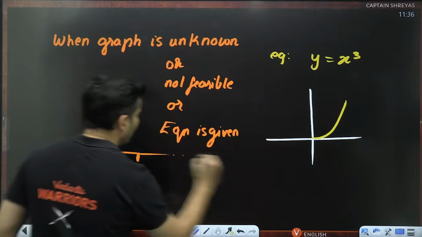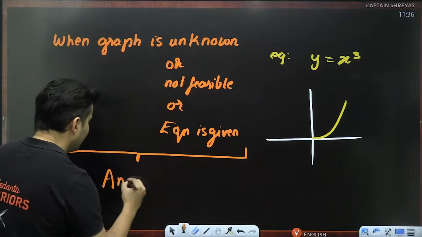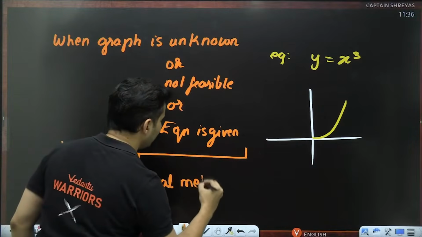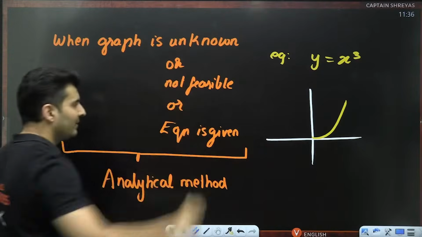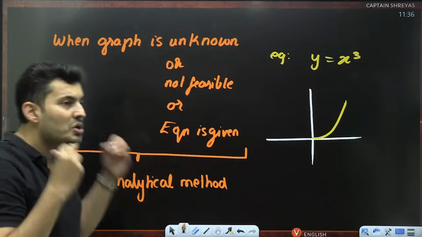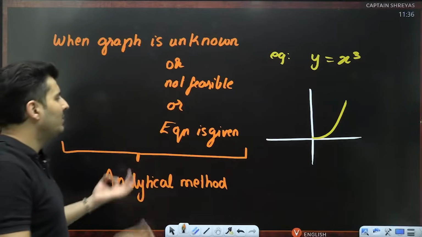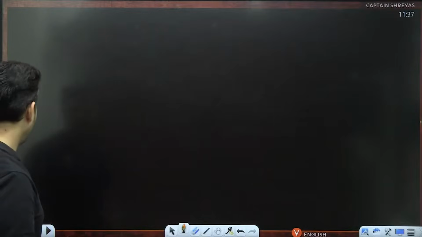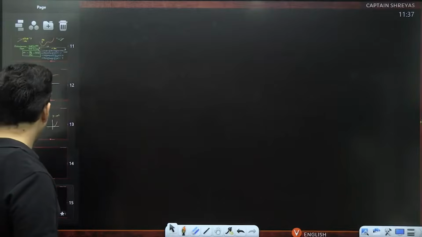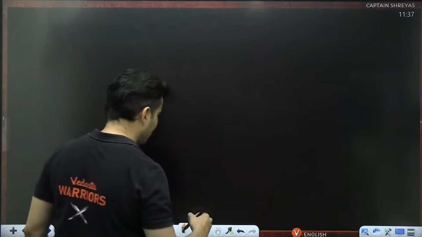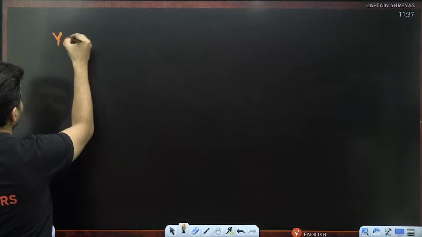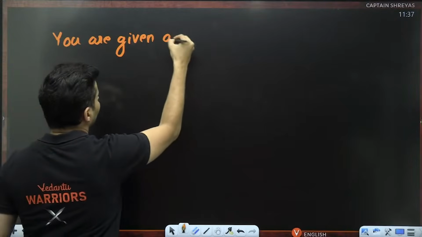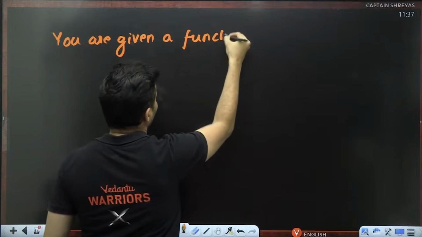Then what you do is we go with the analytical method. When the equation is given, the graph is not given, the graph is unknown, it is not feasible to draw it, or there might be some error, all these problems, then we go to the analytical method. So in the analytical method, what happens is you are given a function.